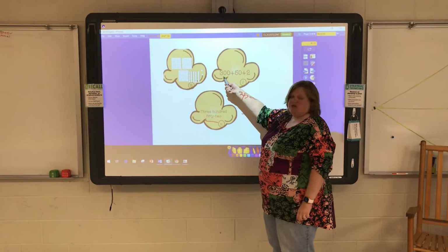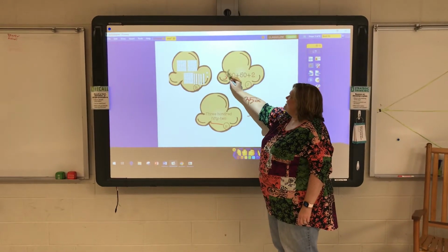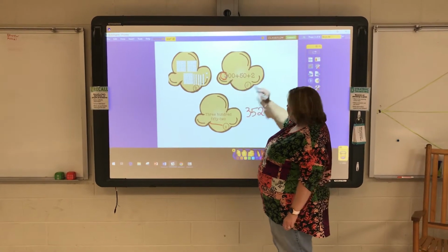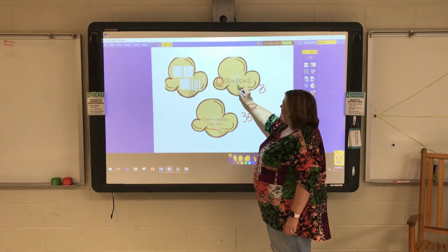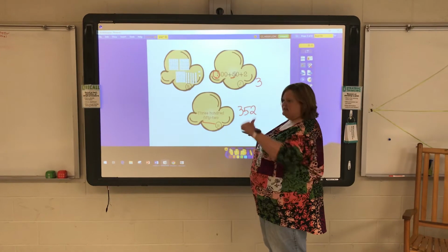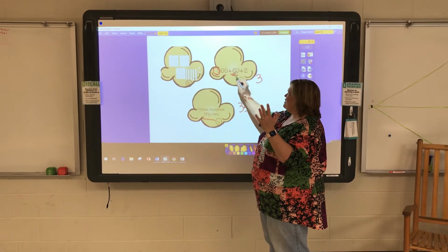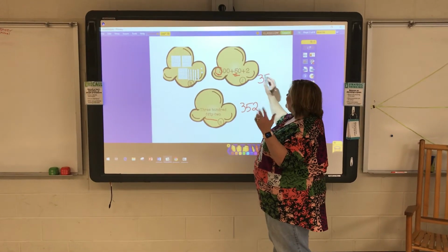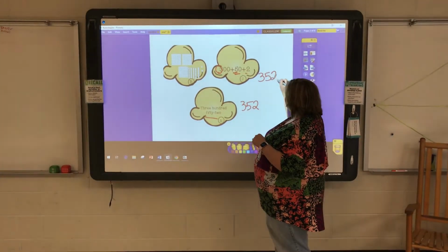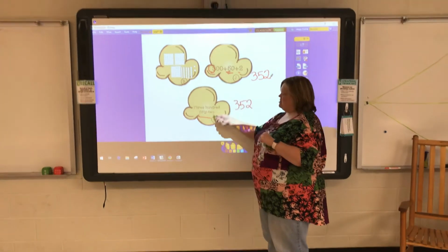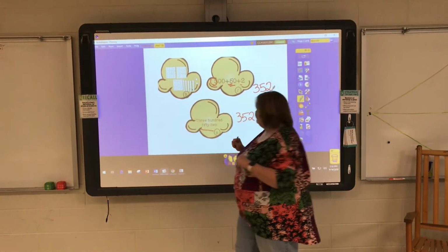And when we come up here to our expanded form, it shows me that we have a 3 in the hundreds place. We have a 5 in the tens place, 10, 20, 30, 40, 50. So that's why we show 50. And we have 2 ones. Same number, shown 2 different ways.